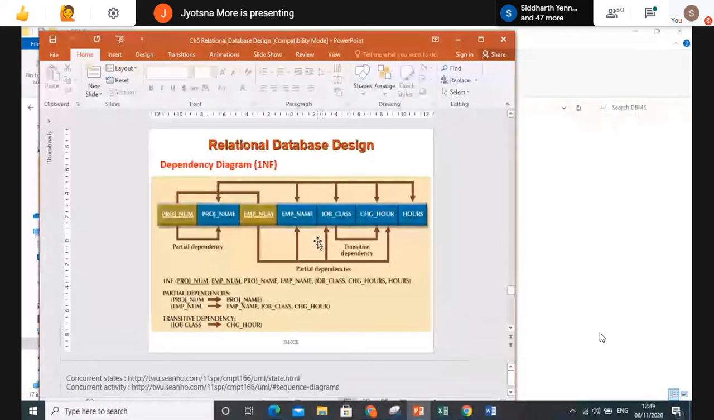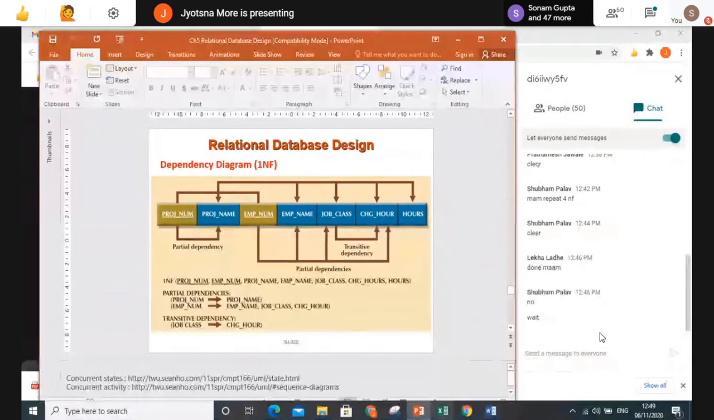Now, who will tell me what is a candidate key? I asked this question, right? Which is a candidate key in this given dependency diagram? Students, I hope you know how to find out the key attribute. Key attribute is always with an underline. So candidate key in this case is project number and employee number. Correct.